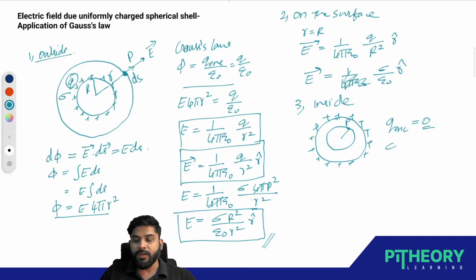So obviously the total flux becomes equal to 0. So easily you can tell what the electric field inside will be: 0, you can actually tell, right? So this is how we find the electric field due to a uniformly charged spherical shell as an application of Gauss law at different points.